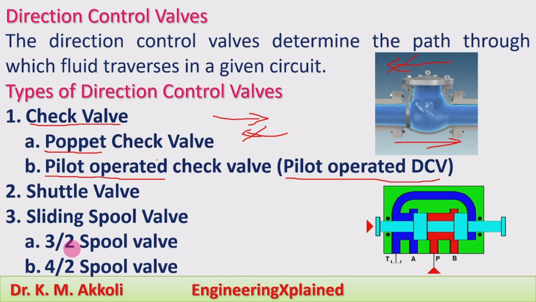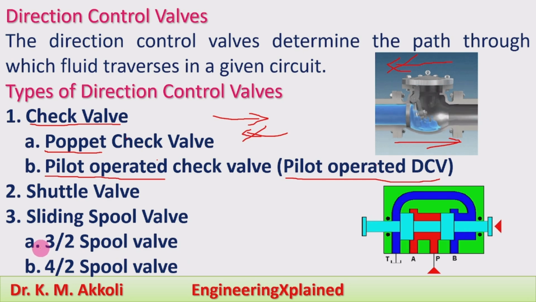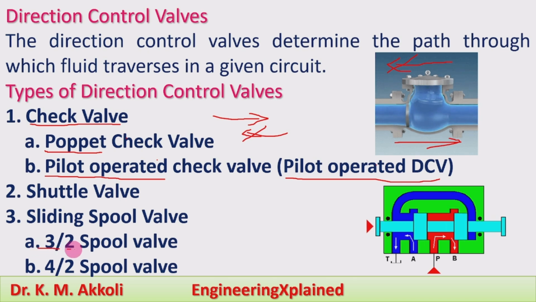The 3 by 2 means three directions of flow; there are three flow lines. These are the flow lines, and these are the positions of the spool. Here also, the 4 by 2 is a four-direction, two-position spool valve. Here we have taken one example, showing the inside element.